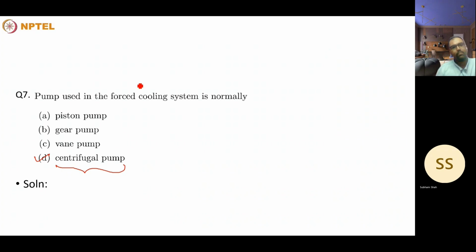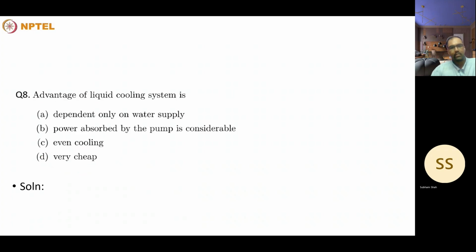So the main type of pumps which are used in the forced cooling system are centrifugal type of pumps. The other types of pumps are not used. So this is regarding the advantages of liquid cooling systems. They are dependent only on water supply, power absorbed by the pump is considerable, even cooling, very cheap. What will be the possible advantages of liquid cooling systems?